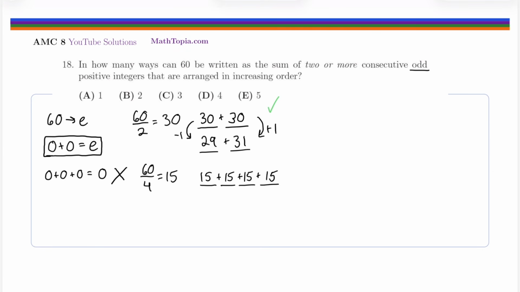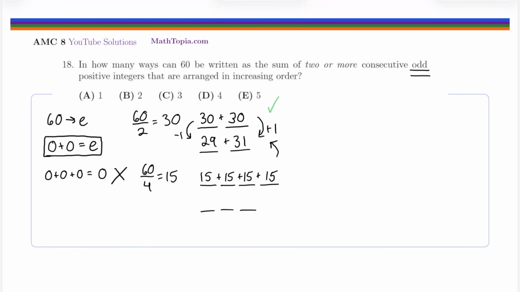The only problem with this is that we cannot exactly use the same balancing method as we did above, because 15 plus 1 is 16 and 15 minus 1 is 14. 14 and 16 are even numbers, which does not fit our restraint of the numbers being odd.